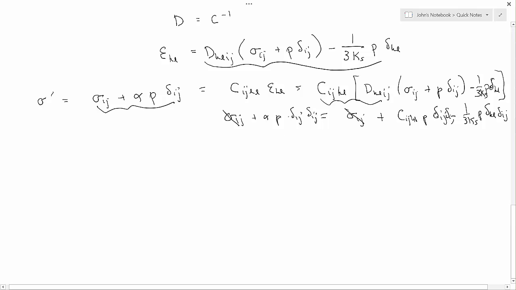And when I do that, I'm summing over the I's and the J's here, and that's the identity matrix. So I'm summing the identity matrix across the diagonal, and that turns out to be 3. And this guy turns out to be 3, right? And so the threes cancel, the p's cancel. And what I end up with is alpha equals 1 plus that. And that's the general relationship for Biot's coefficient.